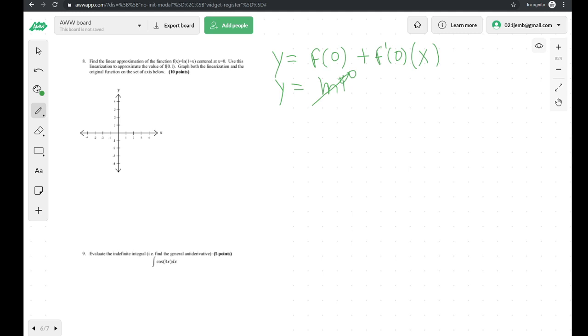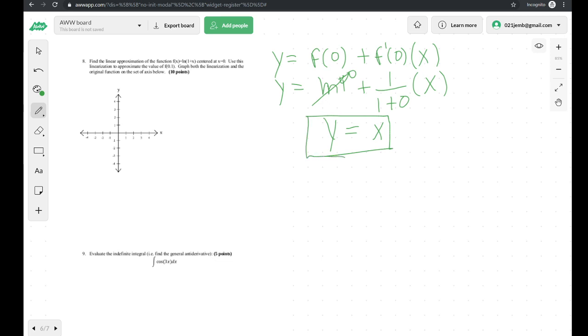And then f prime of 0 is the derivative of f, so that's going to be plus 1 over 1 plus 0, and then multiply by x. So that's going to be y equals x. That's going to be the linearization. It's not that complicated, right?